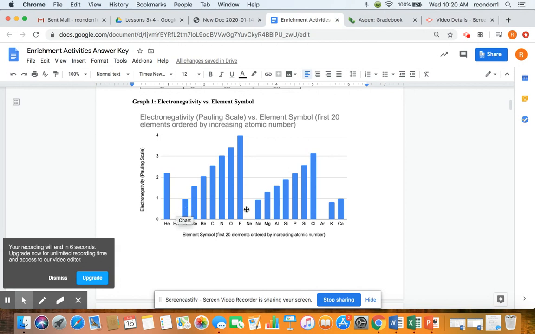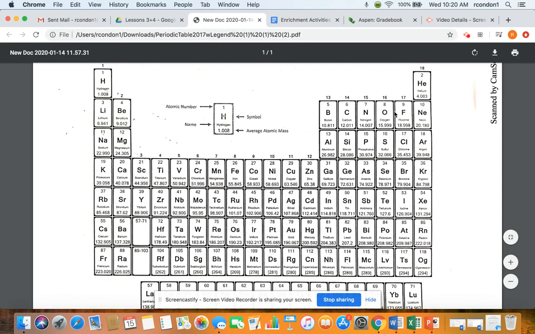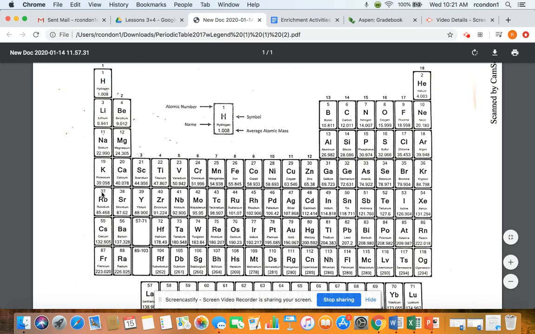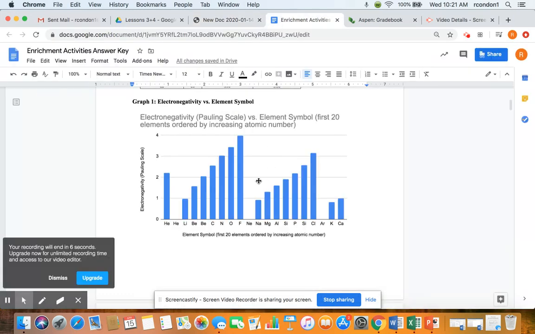As we move across a period on the periodic table, so going from lithium to fluorine, electronegativity increases. That means it wants to pull in electrons more. And as we go down to the next period, so that means down a group, electronegativity is going to decrease.